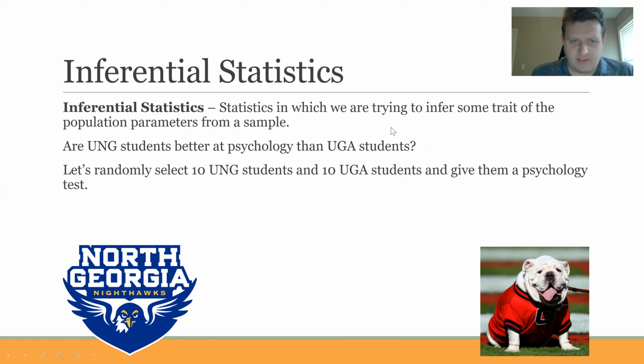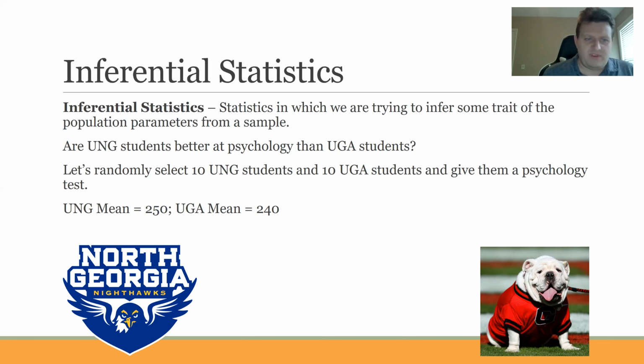All right, let's say that on this standardized psychology test, we see that UNG has a mean of 250 and UGA has a mean of 240. All right, are we convinced at this point in time? Yay, UNG students.